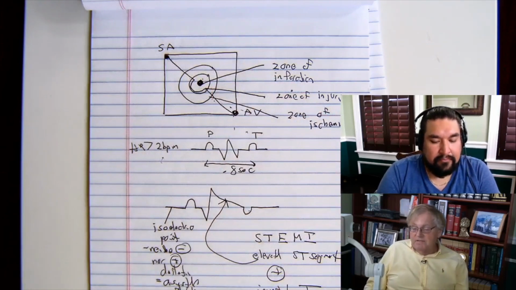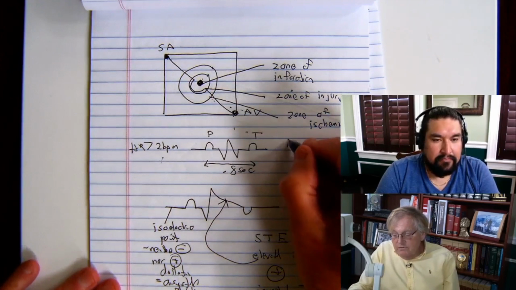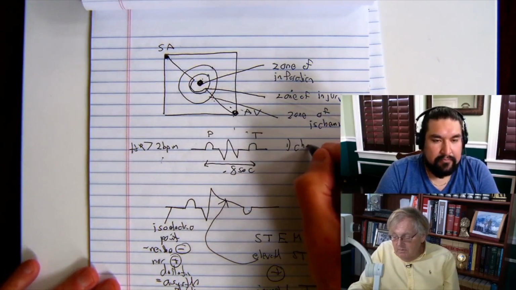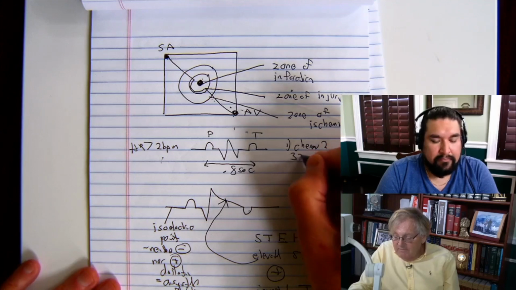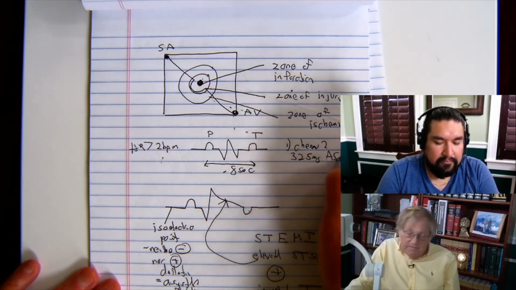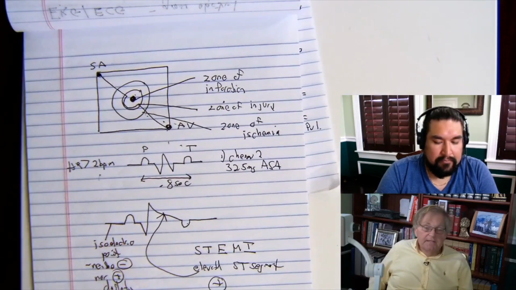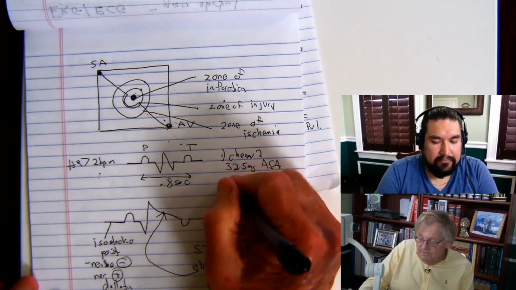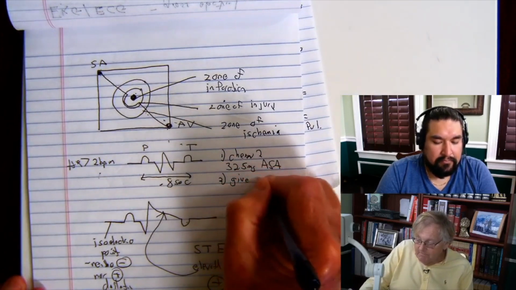How do I treat that? Well, just think of the treatments you could do. One, you could chew 325 milligrams of aspirin, which is ASA or acetylsalicylic acid. That will prevent platelet clumping. Naturally, you could give oxygen, so administer oxygen.